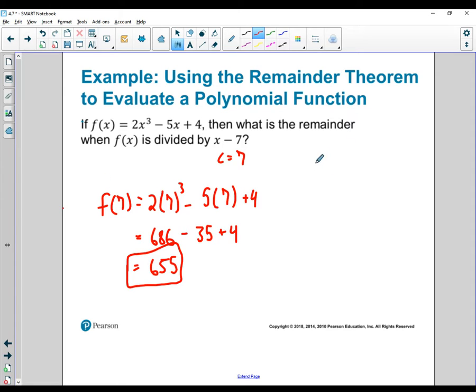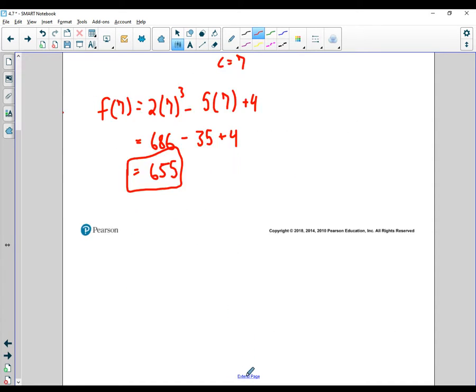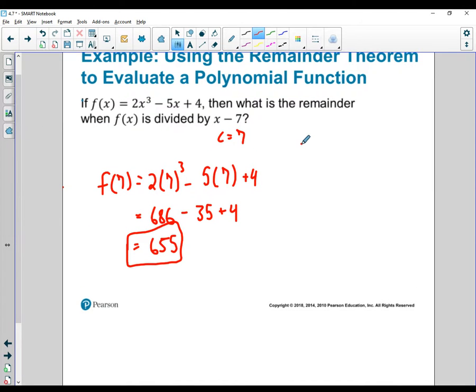And sure enough, if you were to do x minus 7, or hey, let's actually do synthetic division, right? Let's do it really fast. Remember, what would go here is 7, and then 2x cubed. We have 0x squared, negative 5 and 4. And we can do synthetic division really fast.